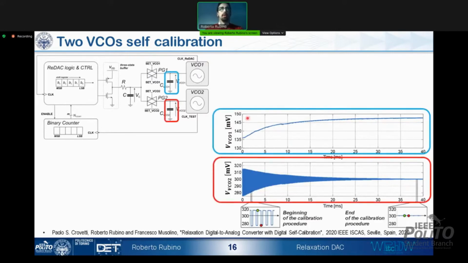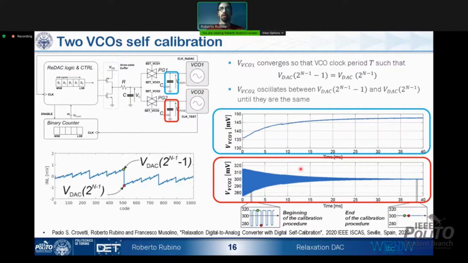Here we can see the conversion waveforms across the capacitor at the input of the two VCOs. The input of VCO1 converges to the voltage value which satisfies the calibration condition, the equality of the two half swing voltages, while the input of VCO2 oscillates between the two half swing voltages until they are the same and the calibration is complete. Here it is shown in an animation what is the effect of the calibration on the converter integral nonlinearity.